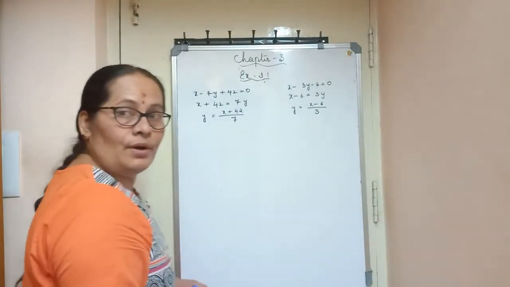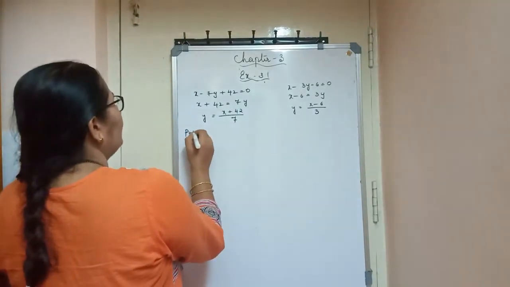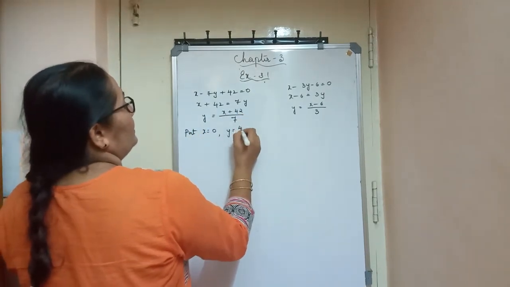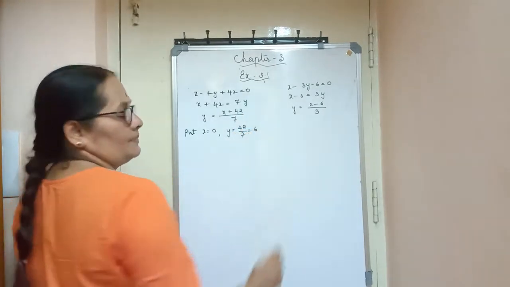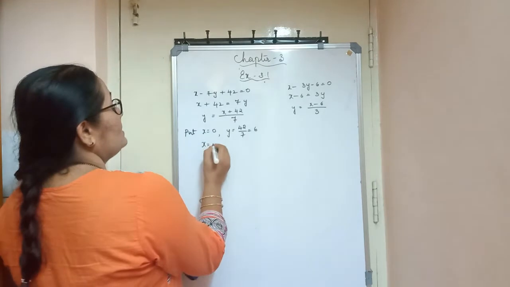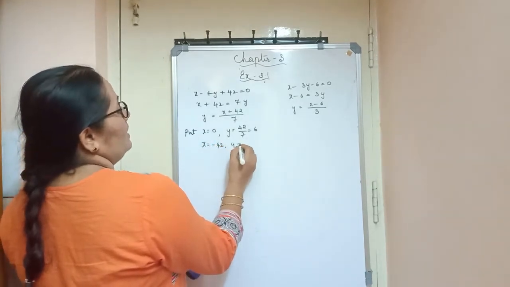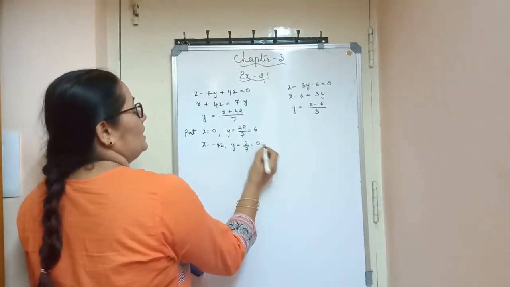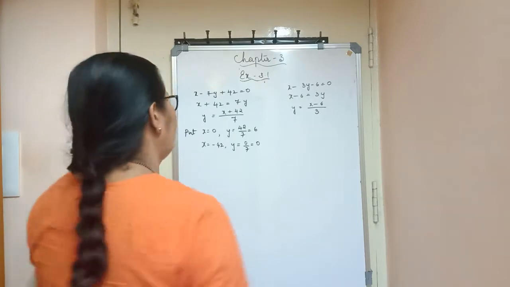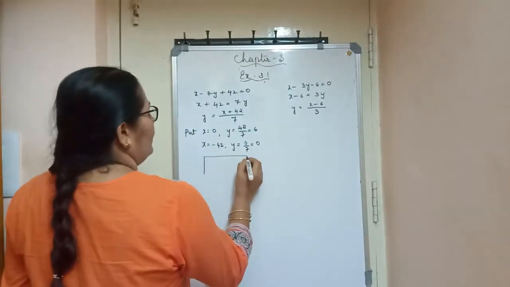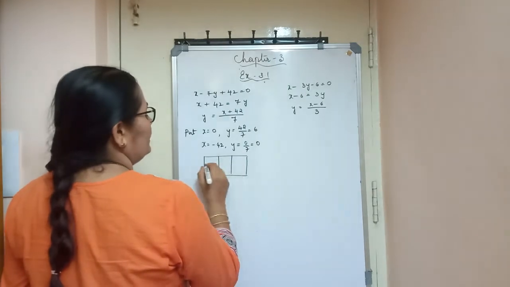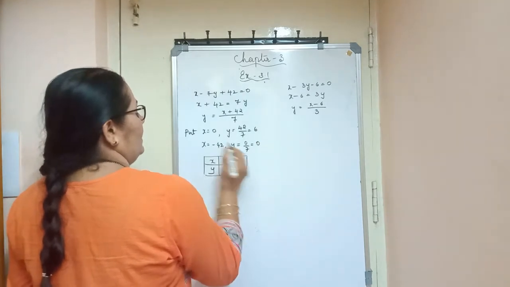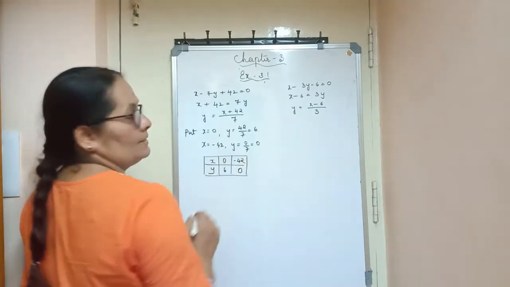Now put values of X. Put X as 0. Then what will we get for Y? 0 plus 42, that is 42 by 7, which is 6. Now put X as minus 42. Then Y equals minus 42 plus 42, which is 0, and 0 by 7 is 0. So what are the coordinates here? X, Y. When X is 0, Y is 6. When X is minus 42, Y is 0.